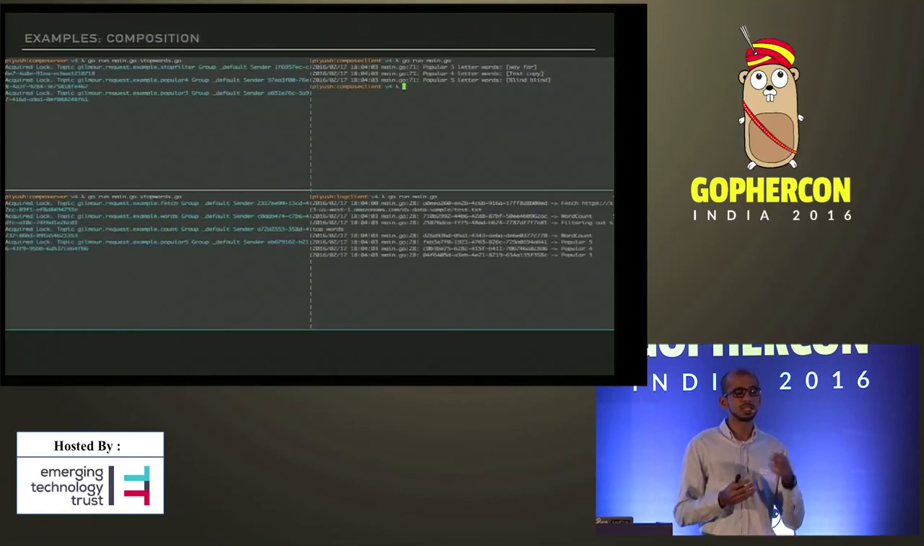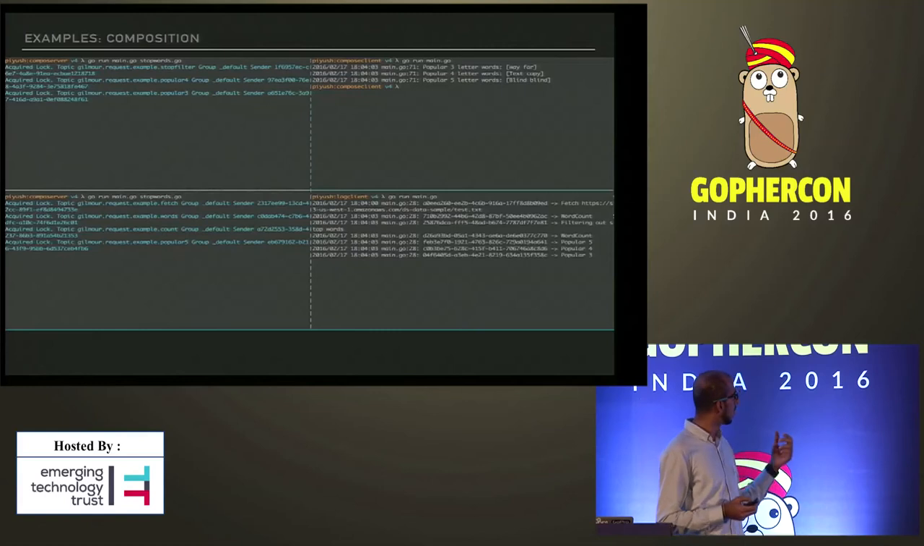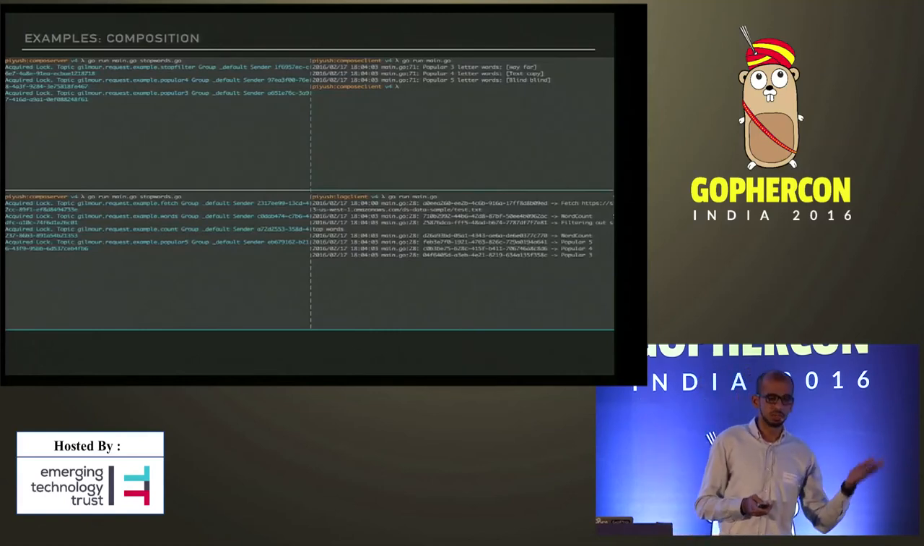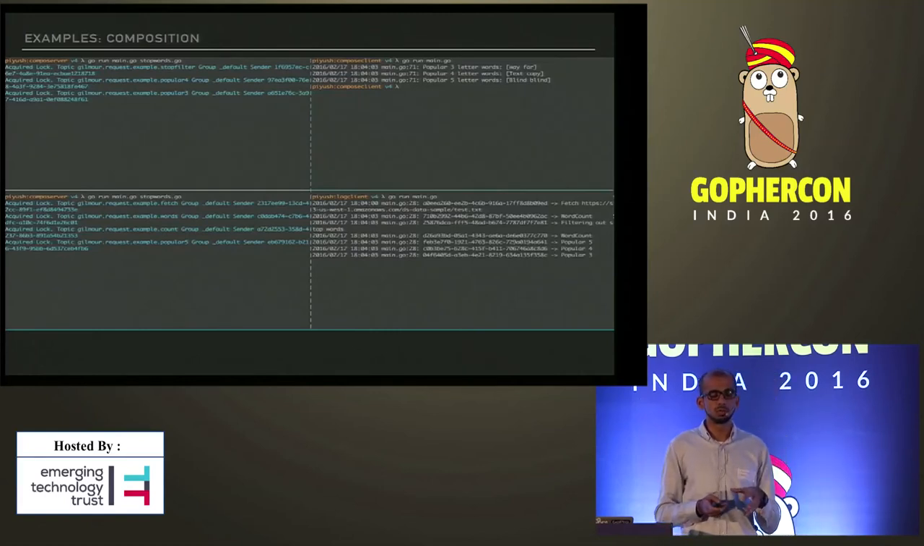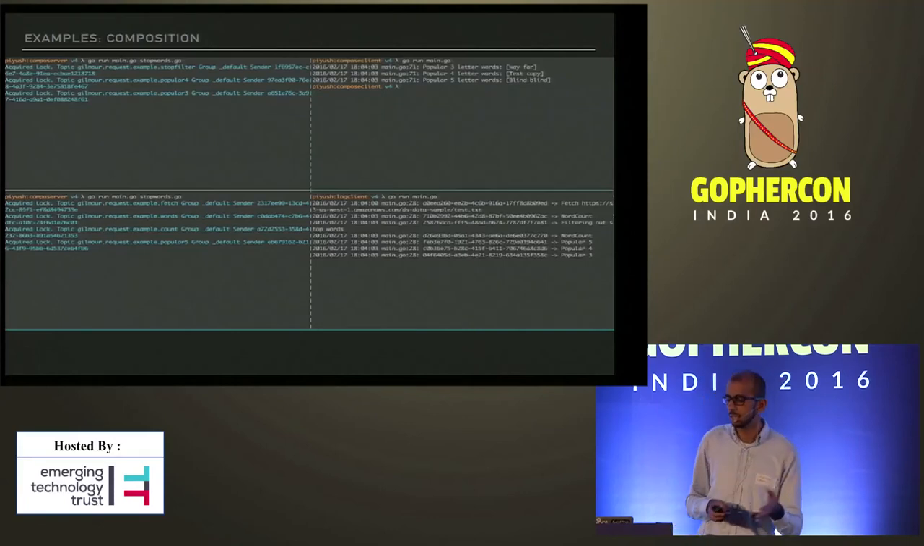Once the client starts, the first step is it downloads the file. The next step, it splits the string into words. The third step is it applies the stop filter to it. And all of this is being done in parallel by both the servers on the left-hand side. Once the word count was there, it sends it in parallel to both the servers, and it finds the number of popular words.